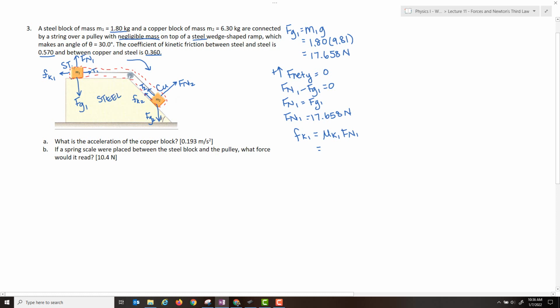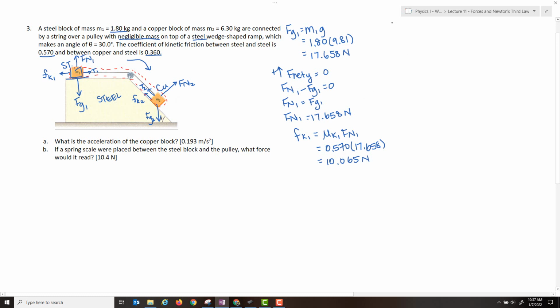Okay, so for the first object, this is steel on steel. So the coefficient of friction between steel and steel is 0.570. So that's my coefficient of kinetic friction for this one. 0.570 times the normal force, 17.658. So I'm going to multiply those two, and I get 10.065 newtons.